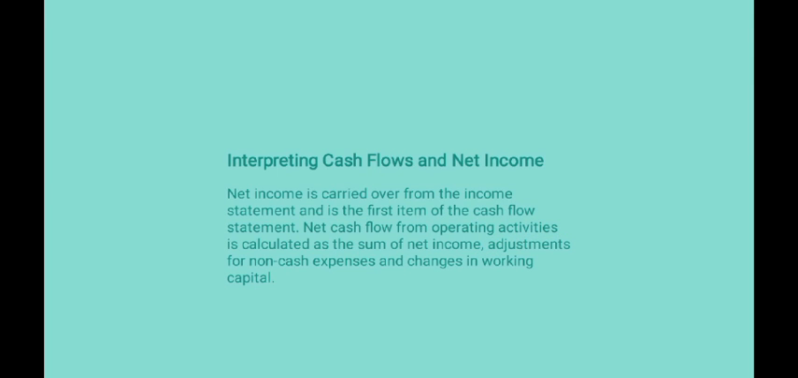Interpreting cash flows and net income. Net income is carried over from the income statement and is the first item of the cash flow statement. Net cash flows from operating activities is calculated as the sum of net income, adjustments for non-cash expenses, and changes in working capital. Okay, we will see the example of the form of the statement of cash flow in the direct and indirect method.